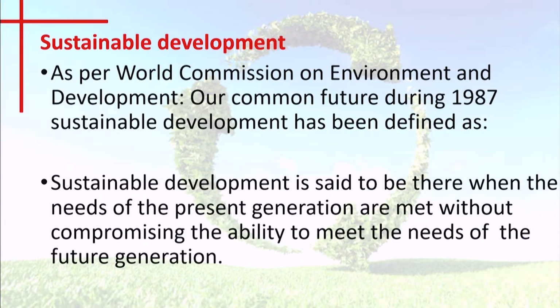As per the World Commission on Environment and Development, Our Common Future, in 1987, sustainable development has been defined as: sustainable development is said to be there when the needs of the present generation are met without compromising the ability to meet the needs of the future generation.